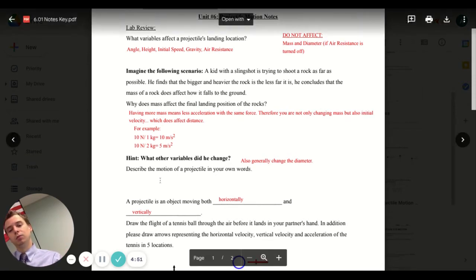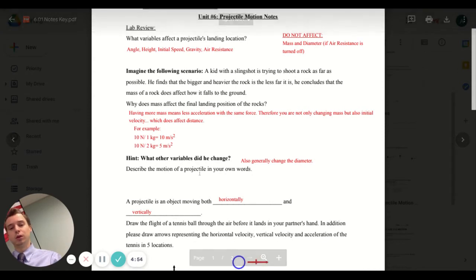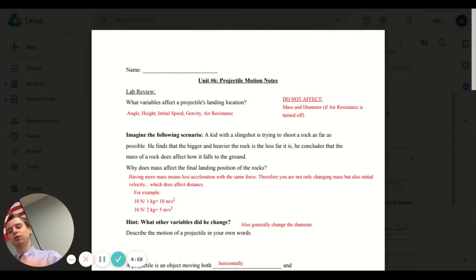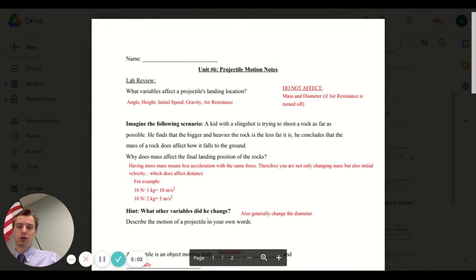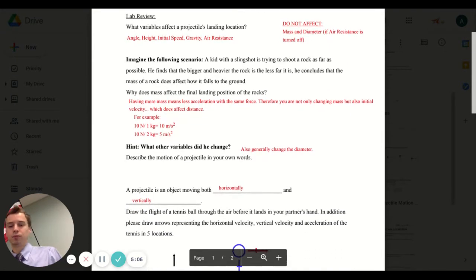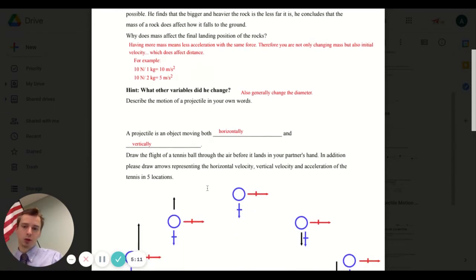All right. Next, I want you guys to pause the video and describe the motion of a projectile in your own words. Right, a projectile is just an object flying through the air. Okay, pause. Describe it in your own words. So this should have been enough time. Once you pause it, just go ahead from this point on.